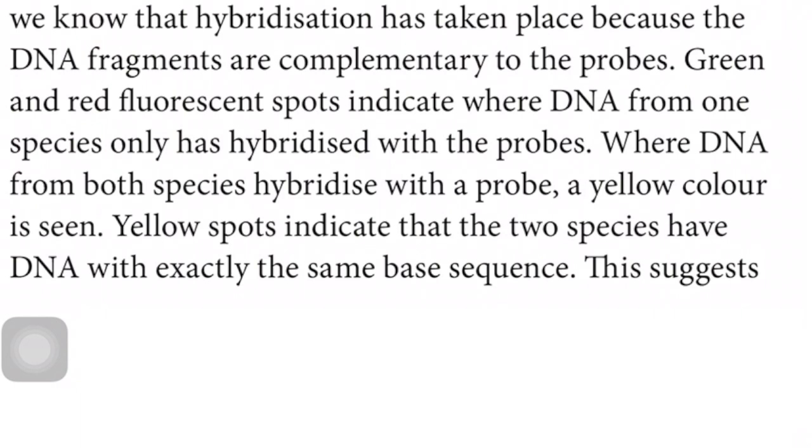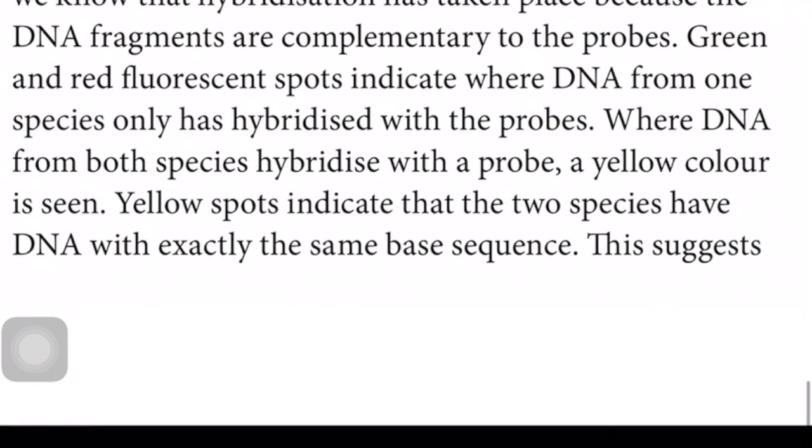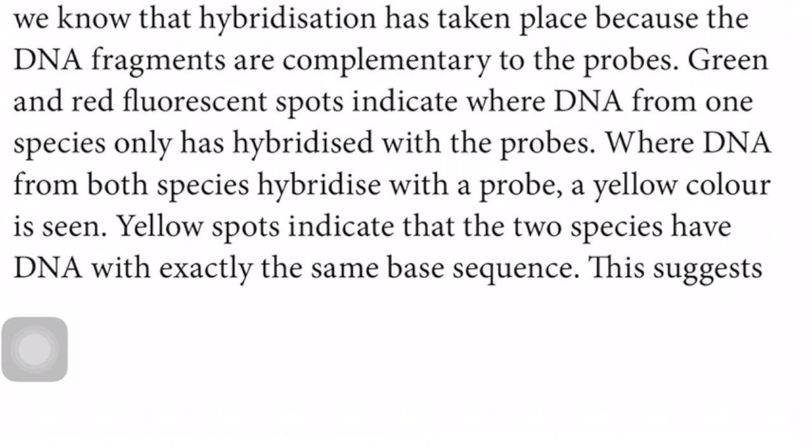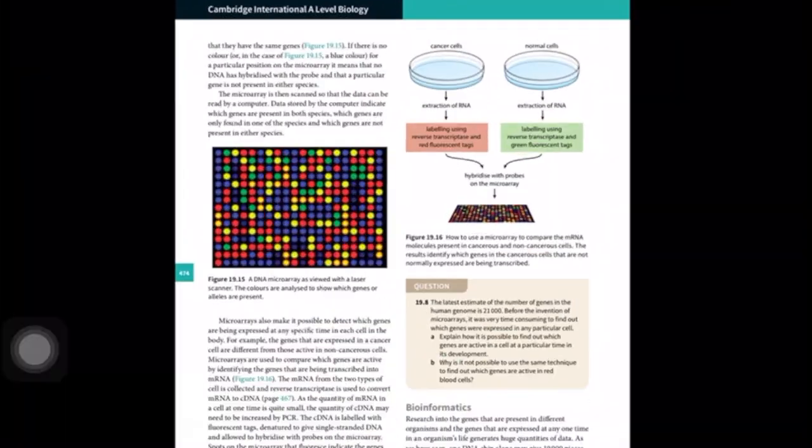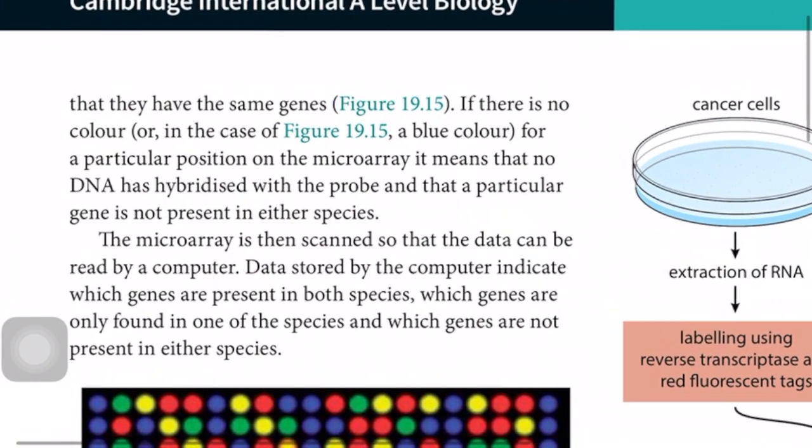Green and red fluorescent spots indicate that DNA from only one species has hybridized, whereas if DNA from both species hybridized with the probe, a yellow color is seen. Yellow spots indicate that the two species have DNA with exactly the same base sequence. Okay, this suggests they have the same genes.